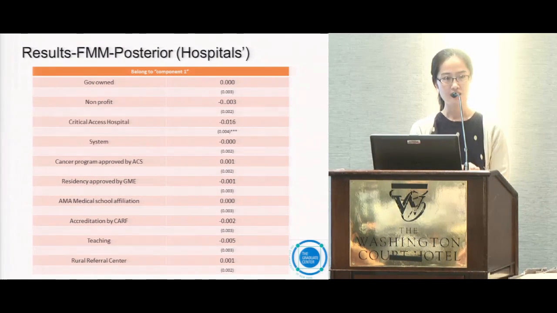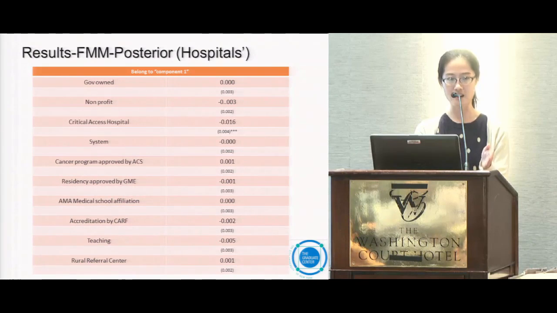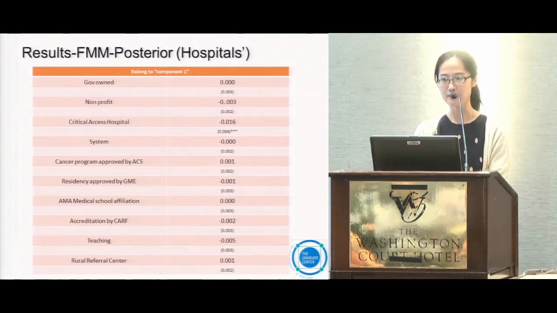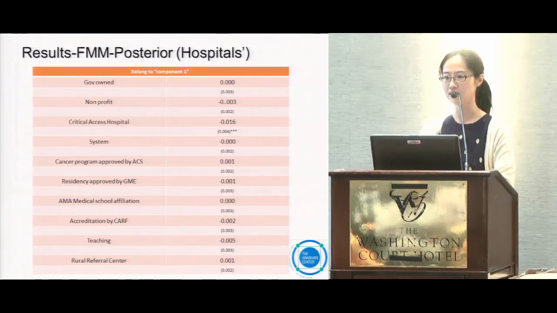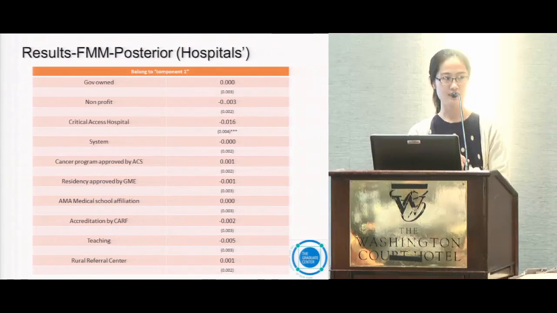Hospital characteristics, I do not find significance here except for critical access hospital. If a hospital is a critical access hospital, they are more likely to be in the first group, the ones that are not being affected as much. But others, like the owner type, the hospital size, and whether the hospital belongs to any particular system, are not showing significance here.